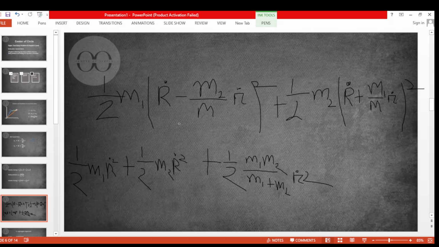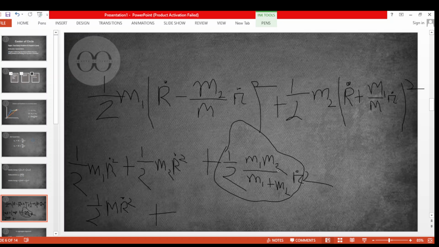So if we solve this square equation and do some basic algebra, we come to this equation: half m1 capital R dot square plus half m2 capital R dot square plus half m1 m2 divided by m1 plus m2 into small r dot square, where you can see we can make it half m1 plus m2 into capital R dot square, which will be half capital M, as capital M is m1 plus m2, capital M R dot square plus this term.